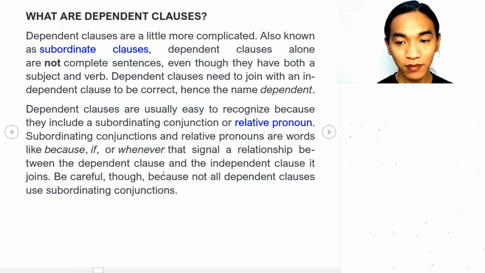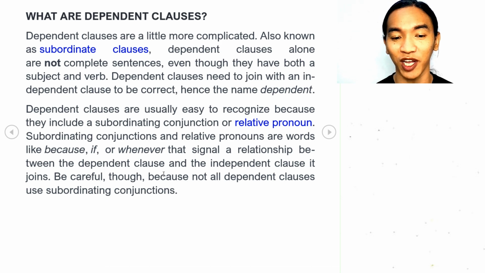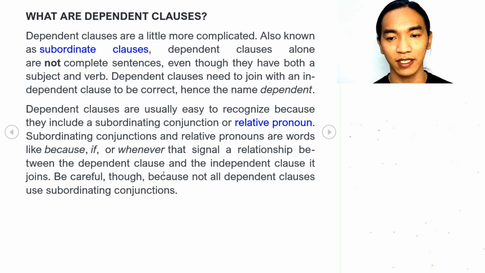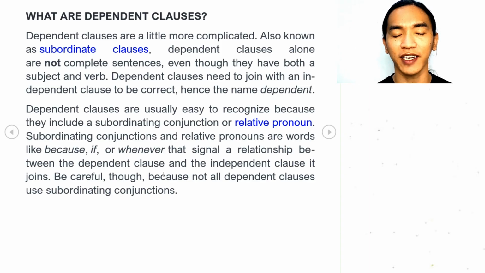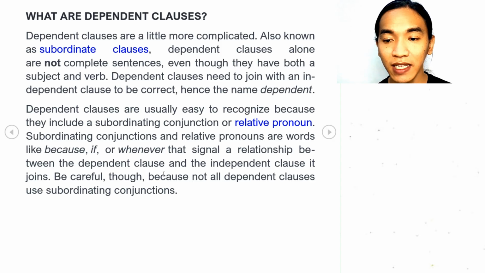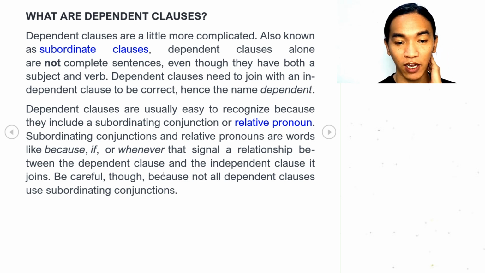Now, what are dependent clauses? Dependent clauses are a little more complicated to understand compared to independent clauses. Also known as subordinate clauses, dependent clauses alone are not complete sentences, even though they have a subject and a verb. Dependent clauses need to join with an independent clause to be correct. That's why it is named a dependent clause: it depends on an independent clause.